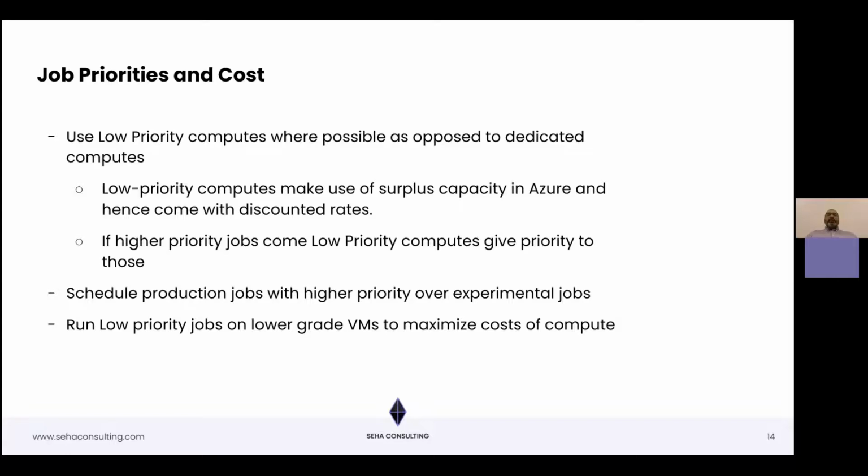And by lower grade VMs, I mean the size of the VM, right? So use a low priority VM and then use a lower size low priority VM, to maximize your compute, if your job allows it, in line with Microsoft's recommendation around using it for batch jobs.